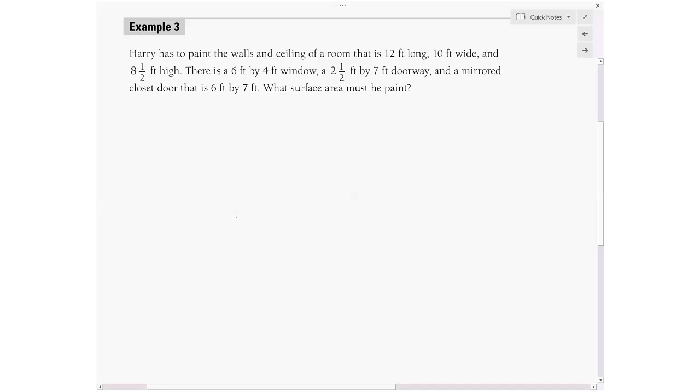Here we have Harry painting the walls and the ceiling of a room that is 12 feet long, 10 feet wide, and 8.5 feet high. So he's painting the walls and the ceiling. Let's make a note right now, there's no floor. Okay, it's 12 feet long, 10 feet wide, and 8.5 feet high. Let's do a little drawing.